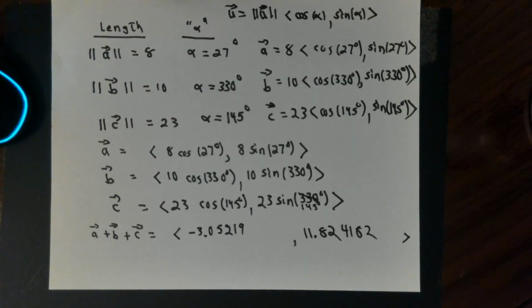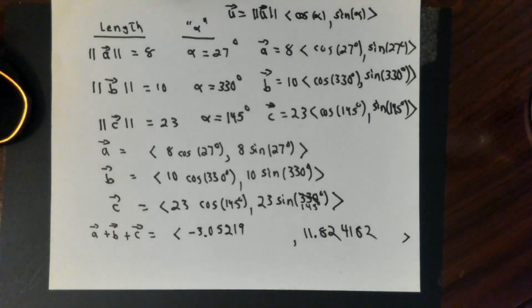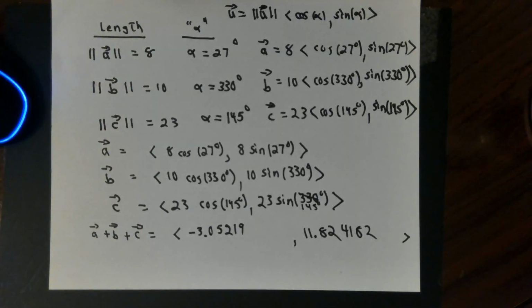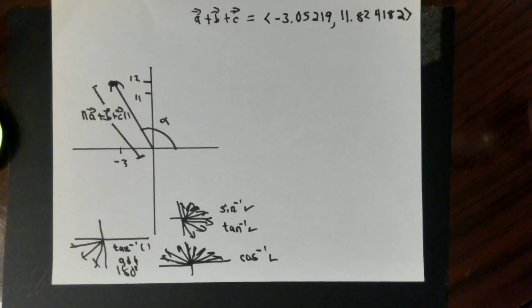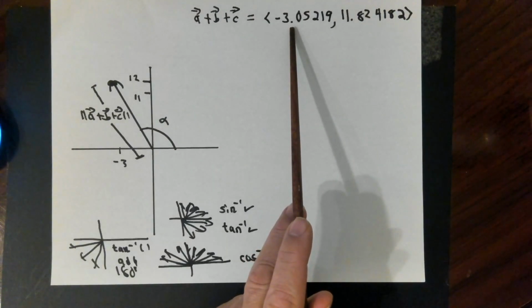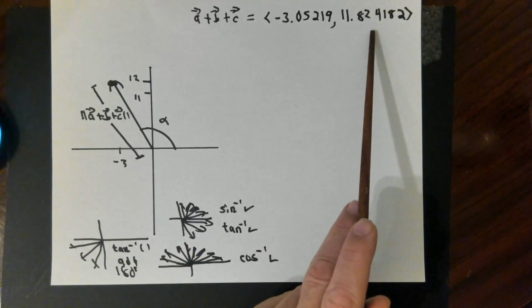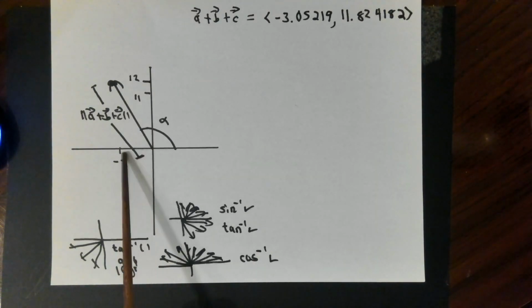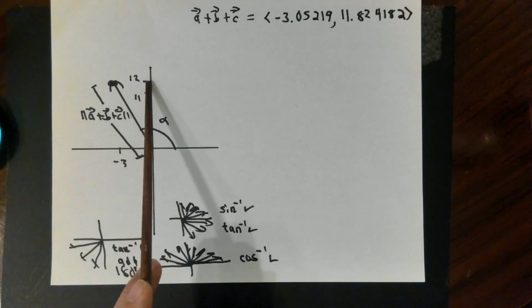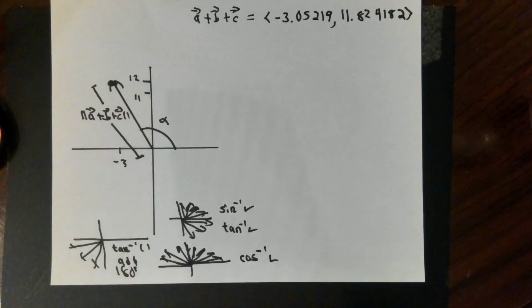I'd like to do two other things. I'd like to find the length of the vector a plus b plus c, and also I'd like to find the direction of that vector. As I'm fond of saying, it never hurts to draw the picture. The first component of a plus b plus c is a little bit more negative than -3. The second component is a little bit less than 12, so a little bit more than -3, a little bit less than 12. This vector points off into quadrant 2.